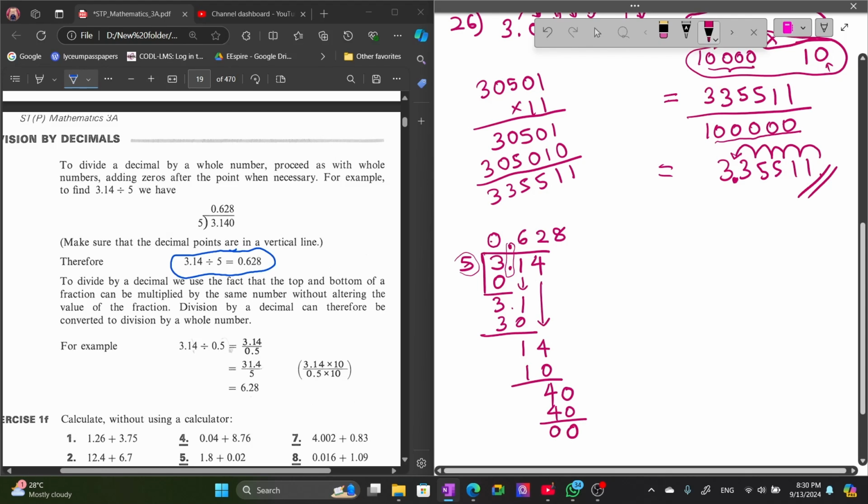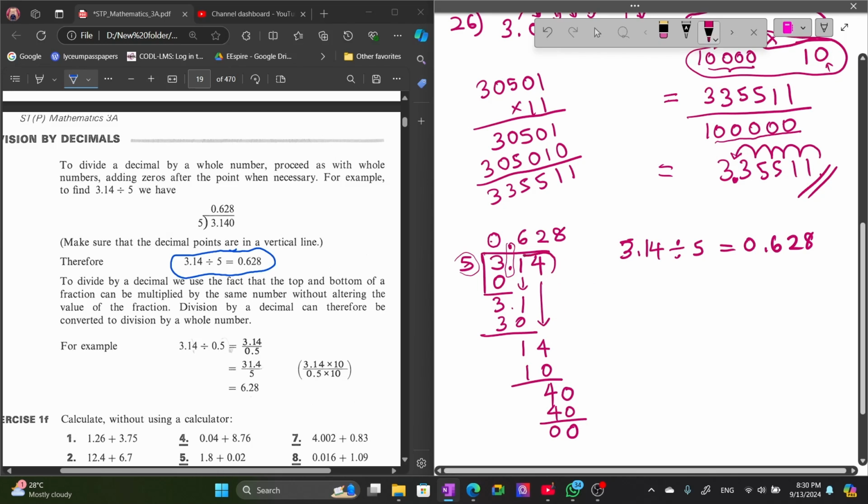Division stops. So our answer for 3.14 divided by 5 is 0.628. Now, did you notice something?